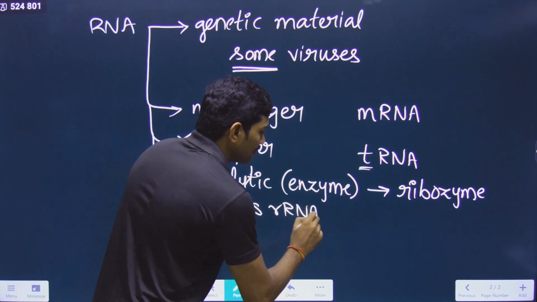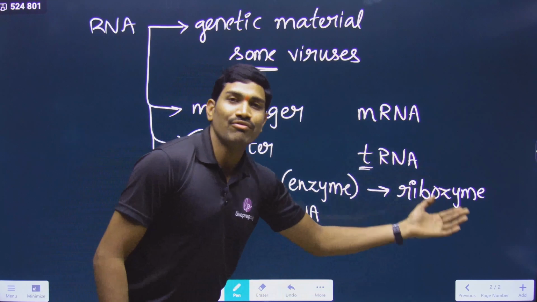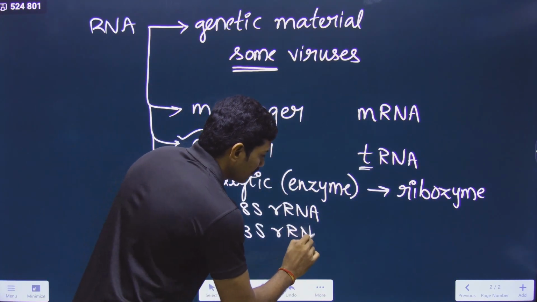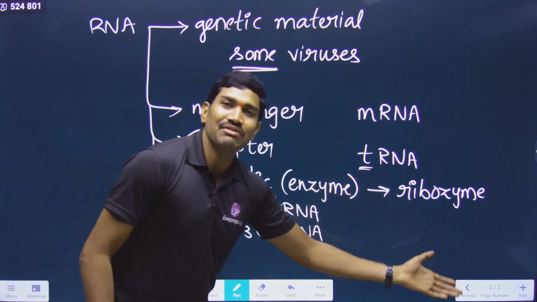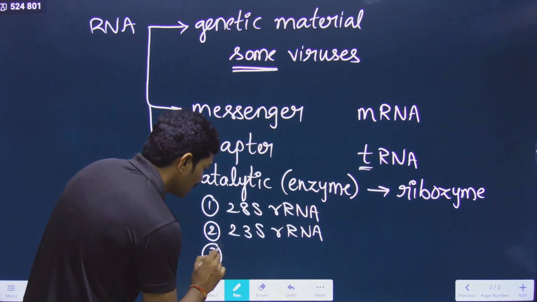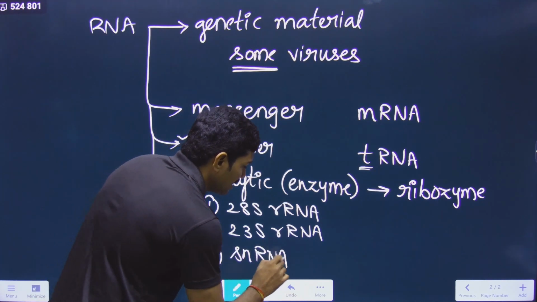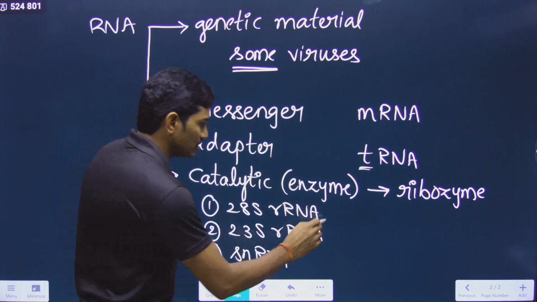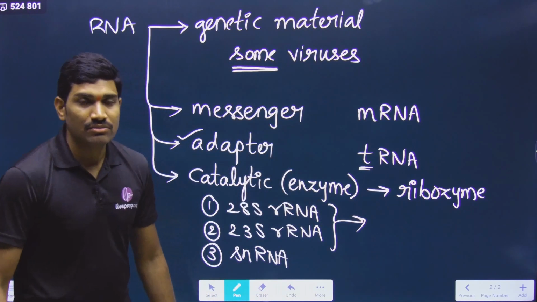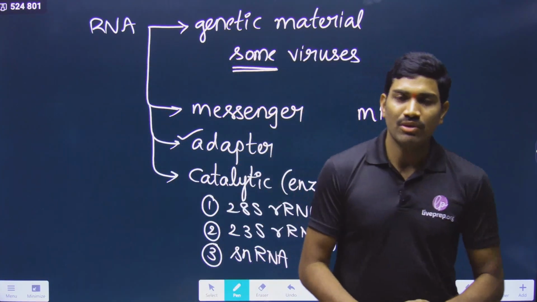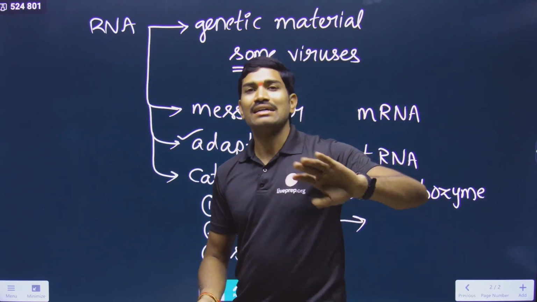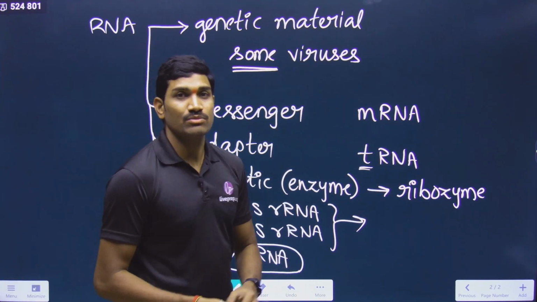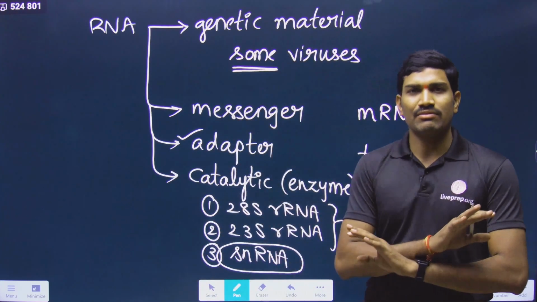28S rRNA present in the 60S subunit of the 80S ribosome. This is one example. The second example is 23S rRNA present in the 50S subunit of the 70S ribosome. And the last example we studied is snRNA. And what is its role? It is involved in splicing. These two rRNAs have peptidyl transferase activity. What is peptidyl transferase activity and what is its role? All those things we will study under the translation process. And this splicing snRNA, we will study under the transcription process. So simply remember the examples of this, and with this part is completed.